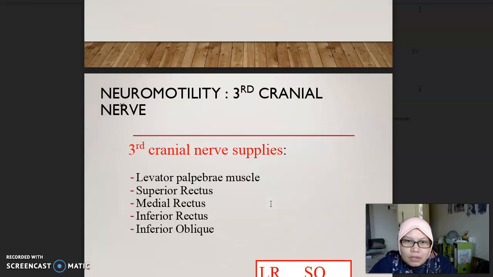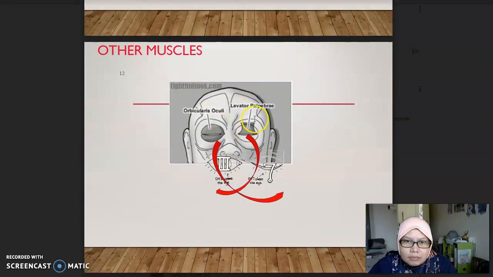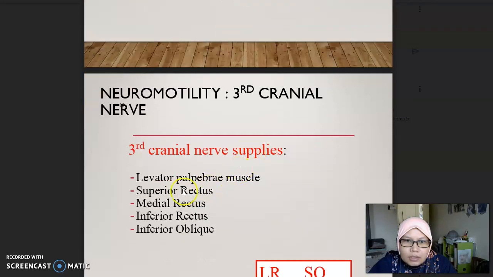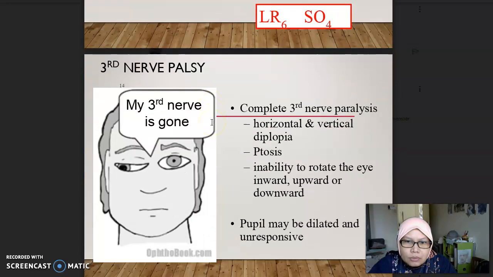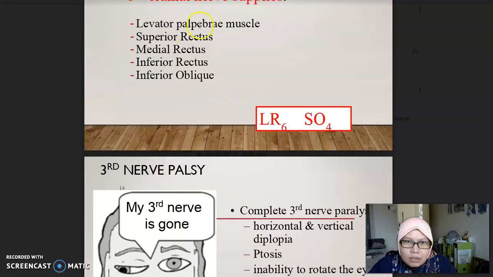Okay, now we have to go through each of the cranial nerves one by one. All right, first is the 3rd cranial nerve, which is the oculomotor nerve, which supplies a lot of muscles. The levator palpebrae muscle, which opens the eye. Okay, superior rectus, medial rectus, inferior rectus, and also inferior oblique. So if the 3rd nerve is damaged, you can imagine a lot of things here do not function.